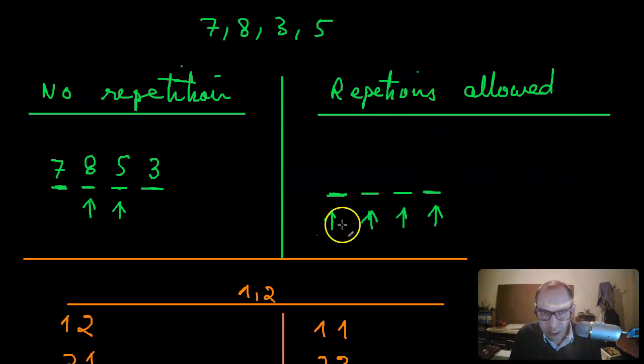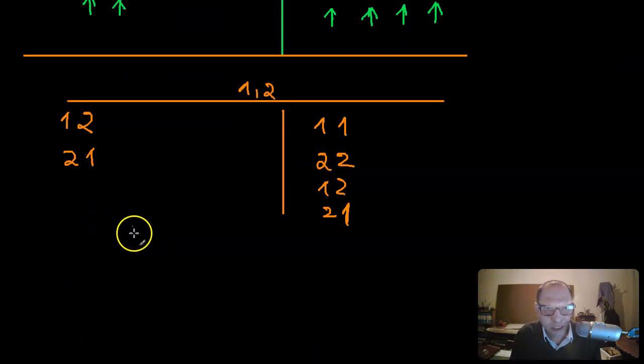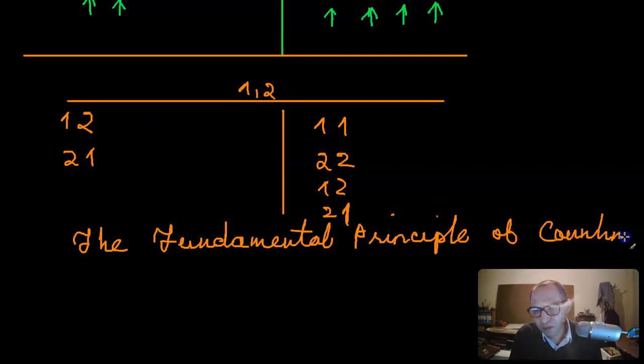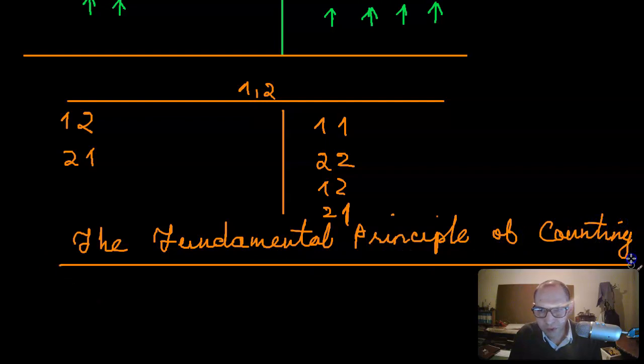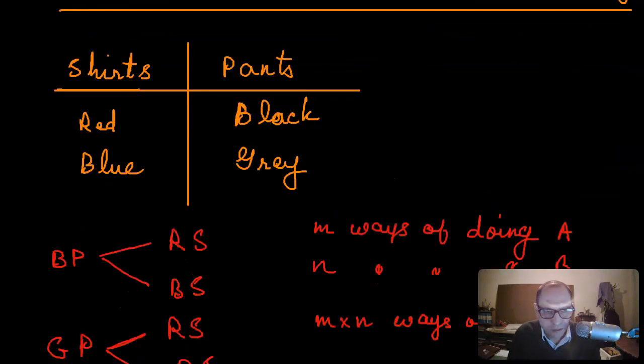In order to calculate such cases, there is something called the fundamental principle of counting. The fundamental principle of counting is a very useful principle in mathematics. Using this principle, you can do a whole bunch of things in mathematics. You can use it almost everywhere. The fundamental principle of counting is a simple thing.